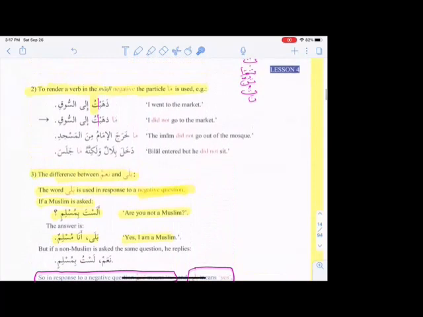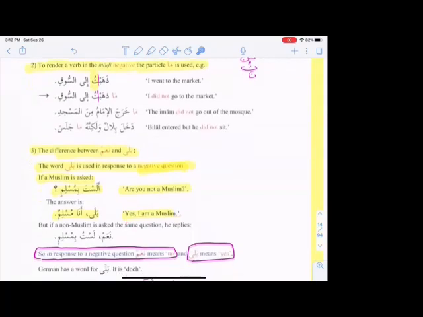So we have here another thing. Dr. Abdurrahim is explaining to us the difference between Naam and Bala. Normally we always say Naam and La, but here Naam and Bala, this is a difference. The word Bala is used in response to a negative question. If a Muslim is asked, Alasta bi Muslimin? Are you not a Muslim? Lasta is a negation. The answer is Bala. Ana Muslimun. Yes, I am a Muslim.